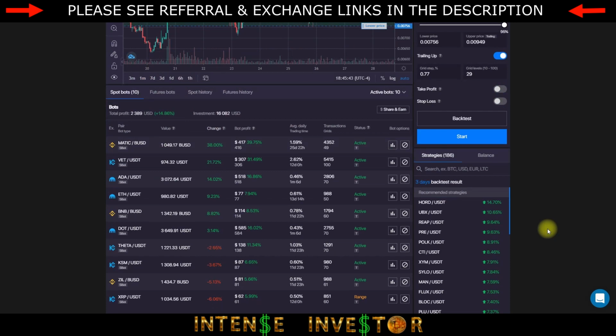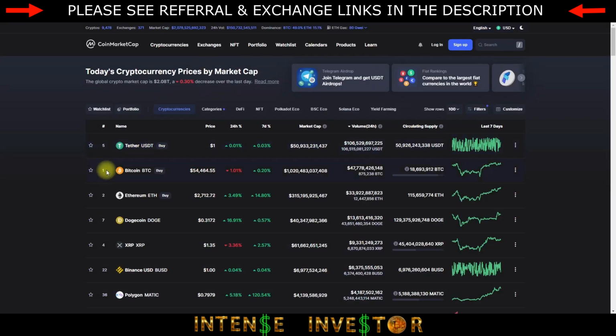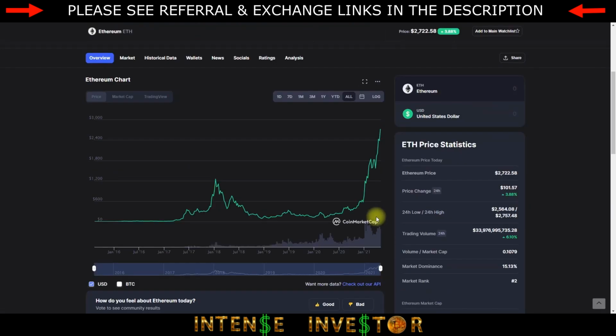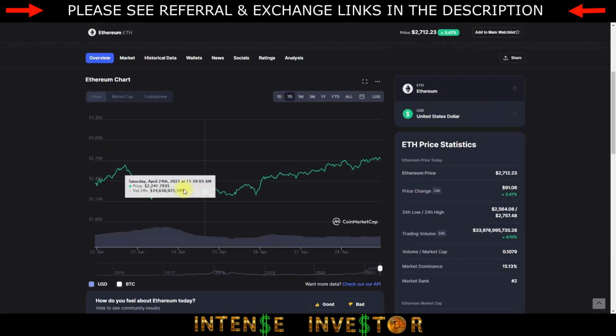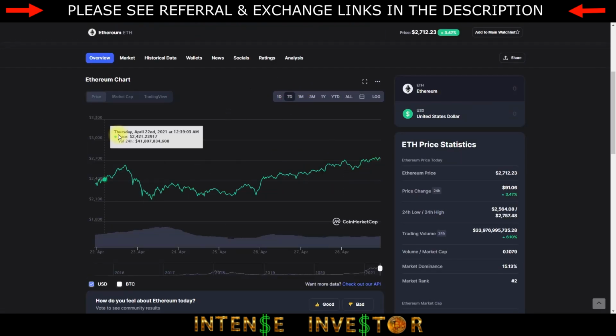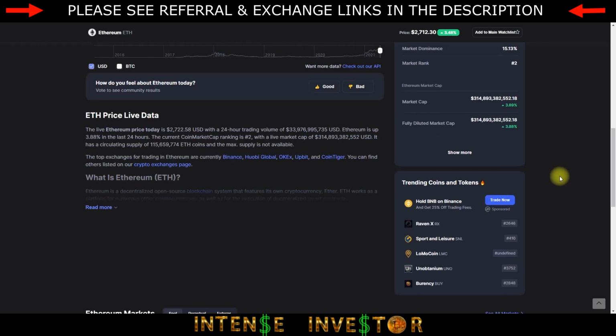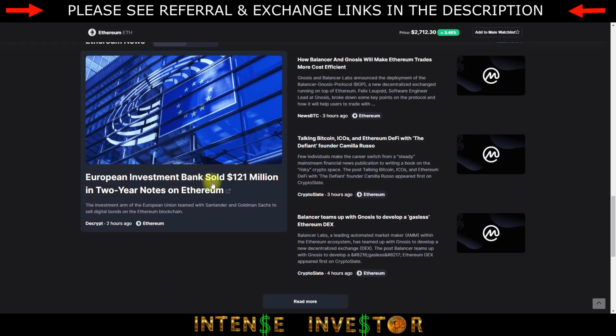I usually just look at what the coin is actually doing. I can look at that and say, yeah, it's trending up, right? Okay, so do I think it's going to keep trending up or not? And what are my reasons? Is there any good news? You go down here and read some of these news items, like European bank sold 121 million.